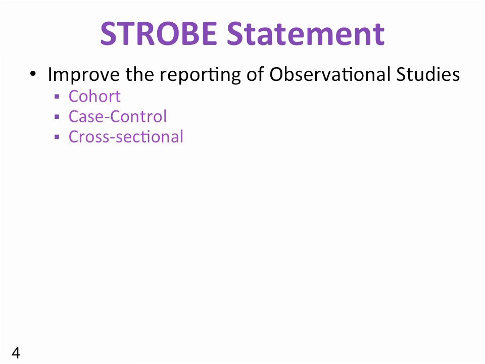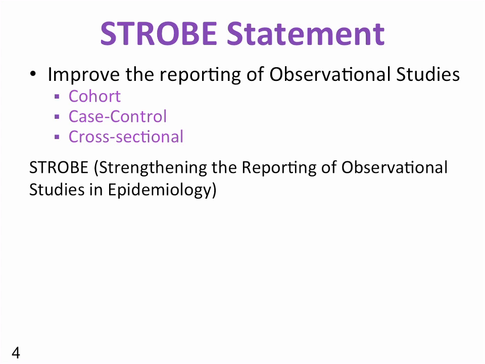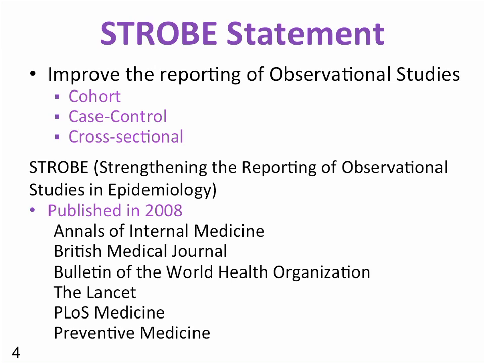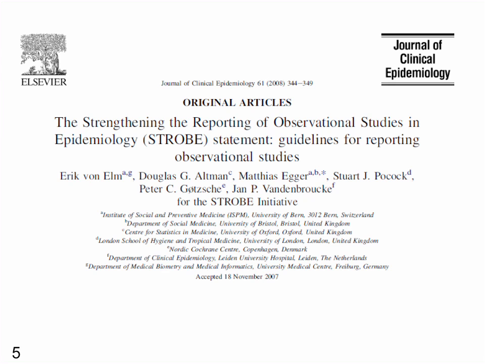Observational studies such as cohort, case control, and cross-sectional studies are often written in ways that do not clearly inform the reader how the study was designed and conducted. Following the example of the CONSORT statement, the STROBE statement, Strengthening the Reporting of Observational Studies in Epidemiology, was published in 2008. Similar to the initial publication of the CONSORT statement, the STROBE statement was simultaneously published in several distinguished journals, including the Annals of Internal Medicine, the British Medical Journal, the Bulletin of the World Health Organization, the Lancet, Preventive Medicine, and others. This slide depicts the STROBE statement as published in the Journal of Clinical Epidemiology.